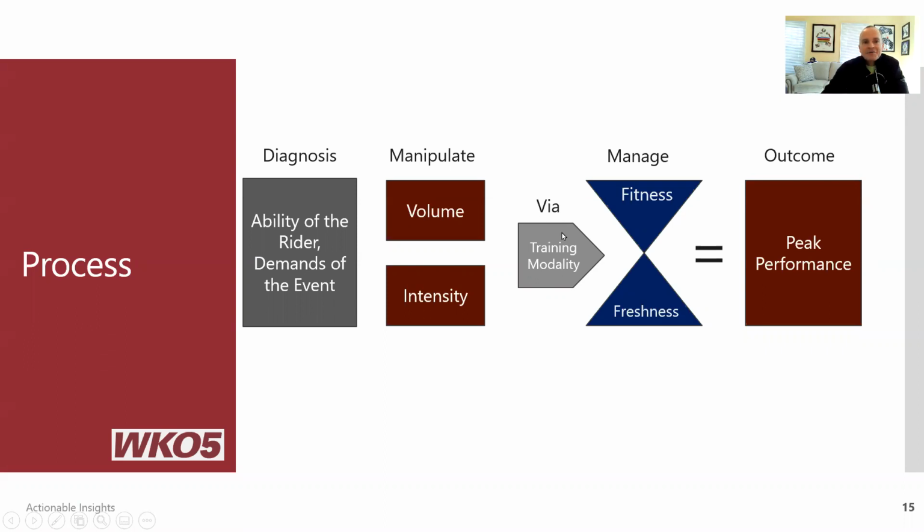Next, we have the via, right? How are we manipulating this interaction between volume and intensity? Well, that's where you talk about training modalities. Then you manage that through blendings of fitness and freshness. You need to be fit to be able to train and perform, but you also can't be too fatigued, and you need a certain amount of freshness, all coming down to some peak performance. So let's quickly break these down.